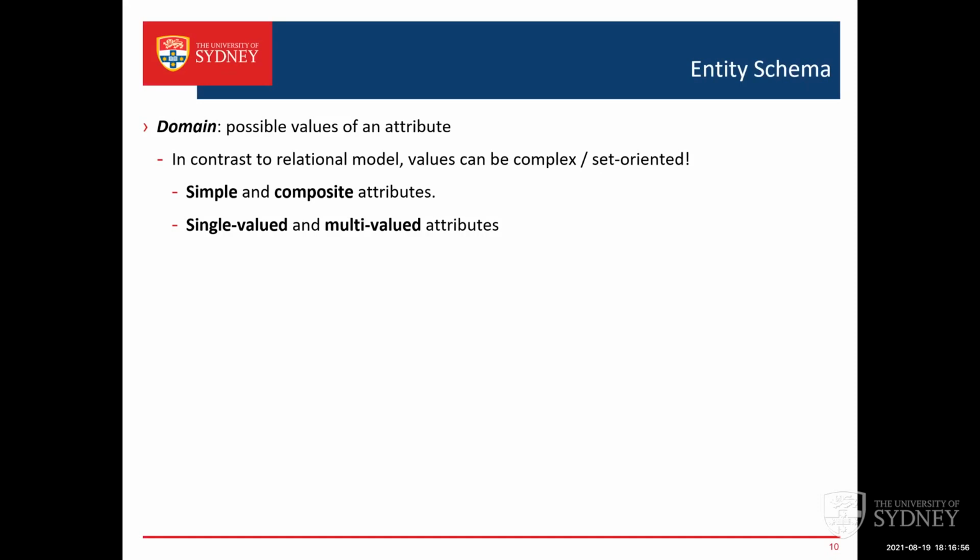Next thing is single valued or multi-valued. Single value simply means in that attribute we can enter only one value, like your student ID. One student can have only one student ID. That attribute can be multi-valued as well. One attribute can have multiple values as well. Any example for multi-valued attribute you can think of?